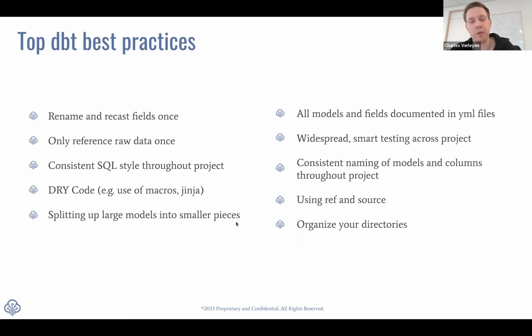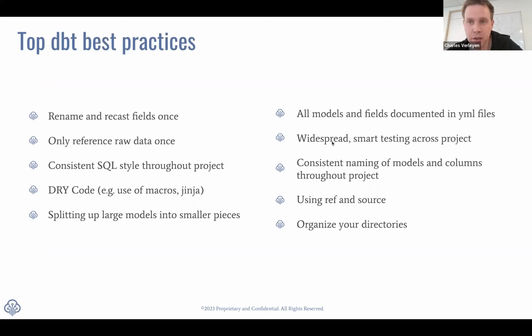Splitting up large models into smaller pieces, use of ephemeral. Rule of thumb, every time you have a model that is more than 100 lines, that's a good sign to refactor it into smaller ones. All models and fields documented in YAML files. So yes, you should document everything. Not at the very beginning, but you should create Jira tasks and stories to document every one of your models.